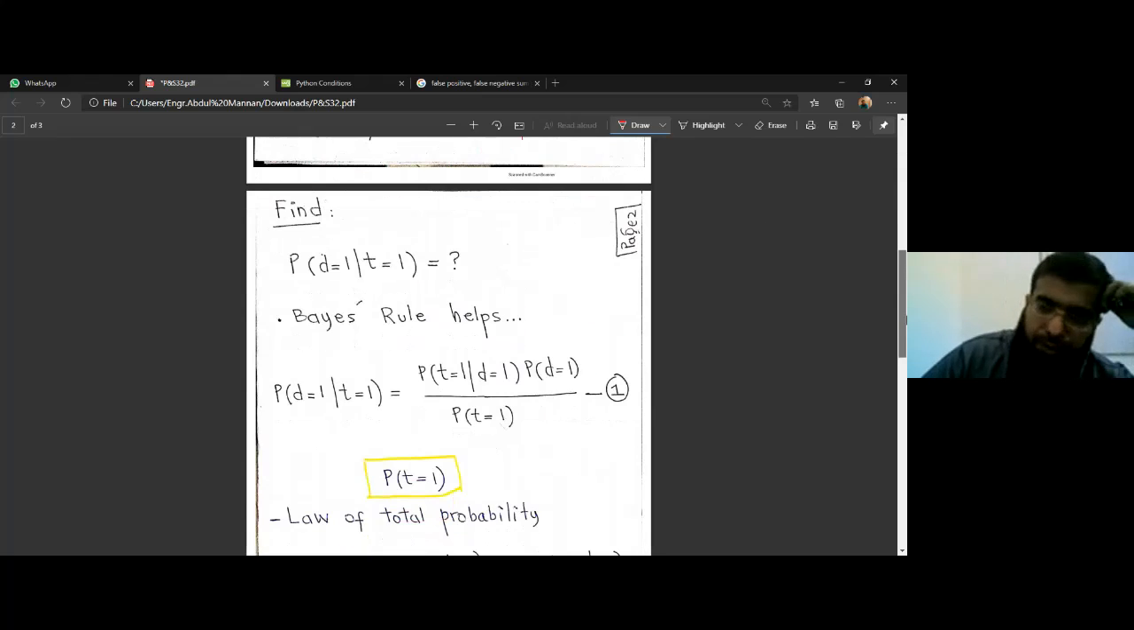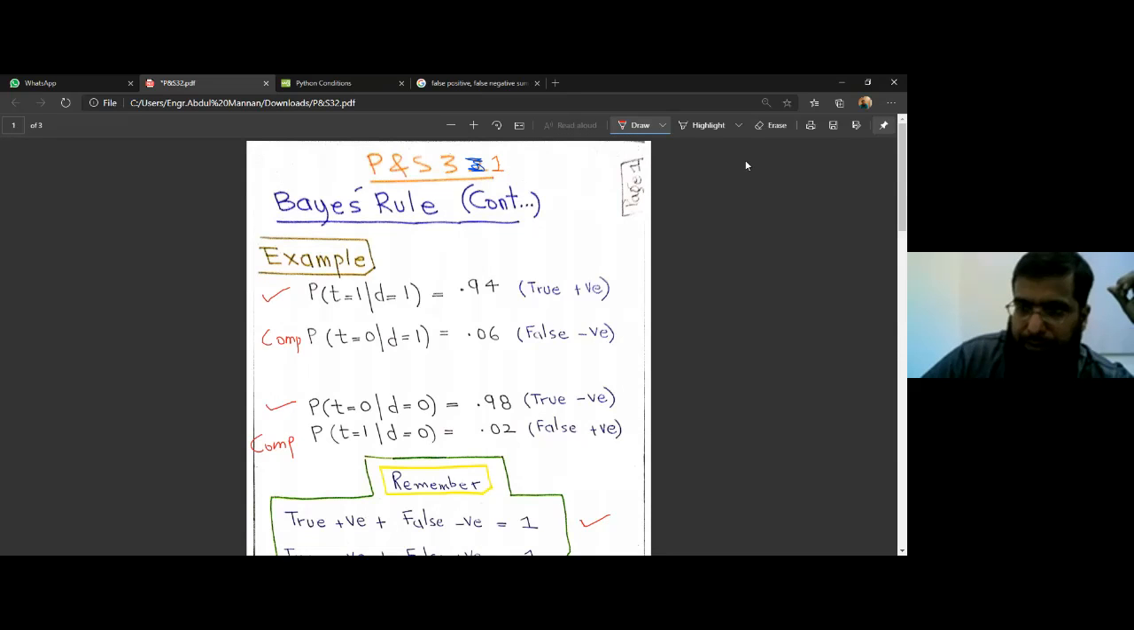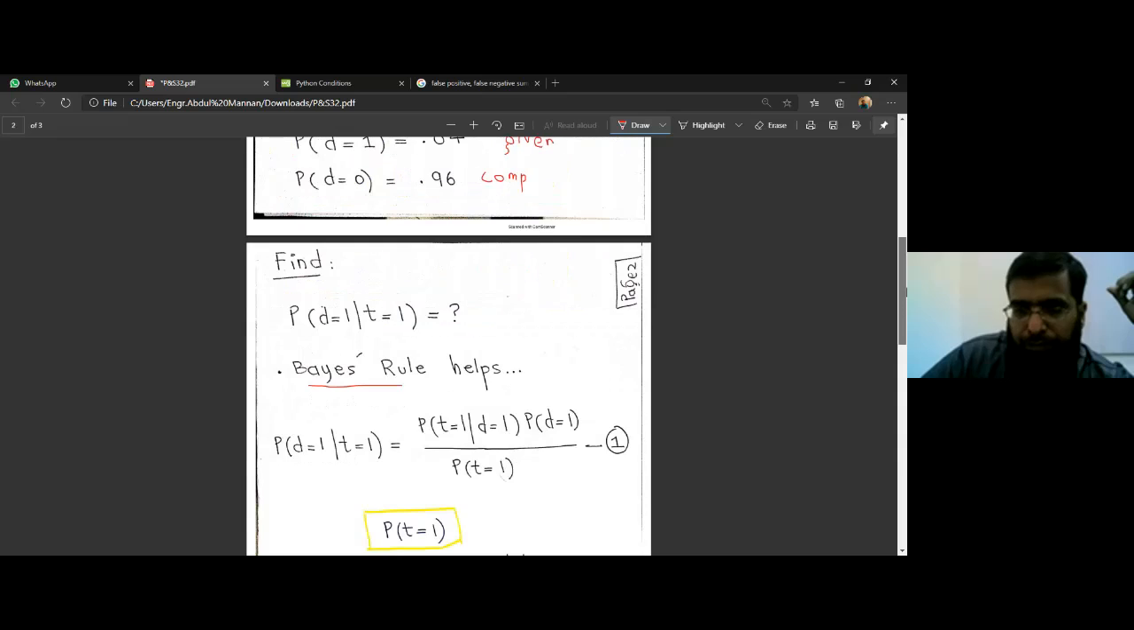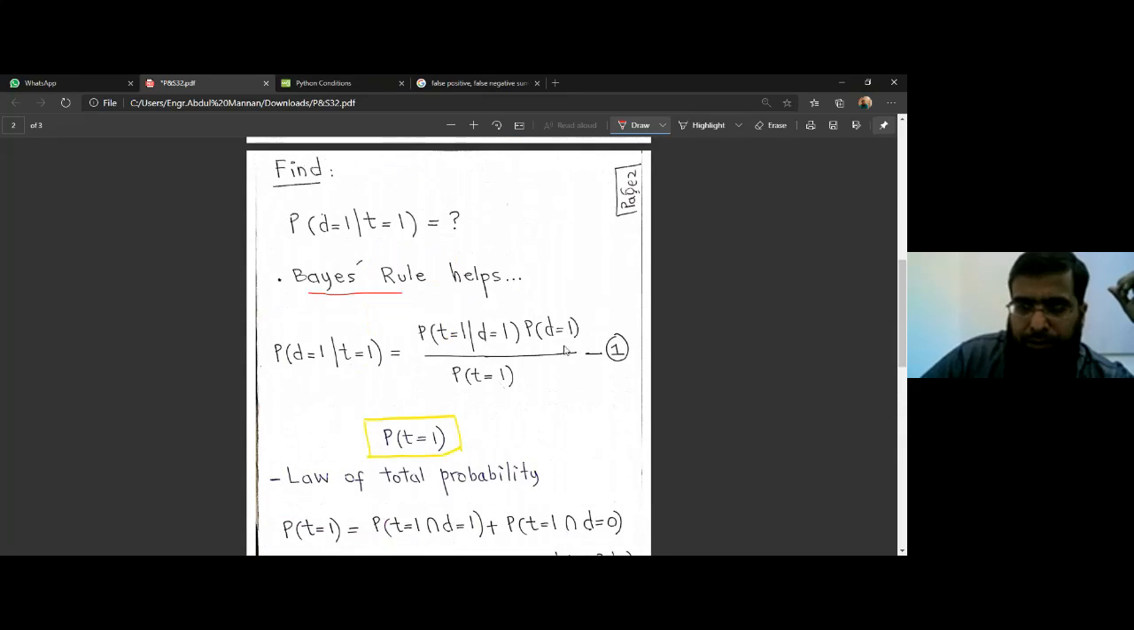For that, we have to take help from the famous Bayes rule. We studied Bayes rule in earlier lectures, lecture number 29 and lecture number 30. Bayes rule is actually used to compute the reverse probability. The reverse probability is computed as this forward probability times the probability of D is equal to 1, divided by this evidence, the probability of T is equal to 1.